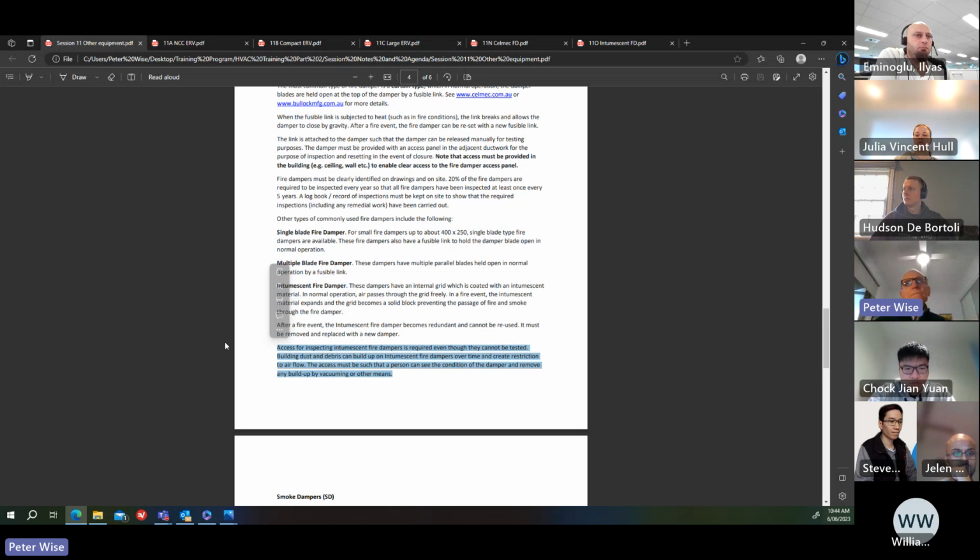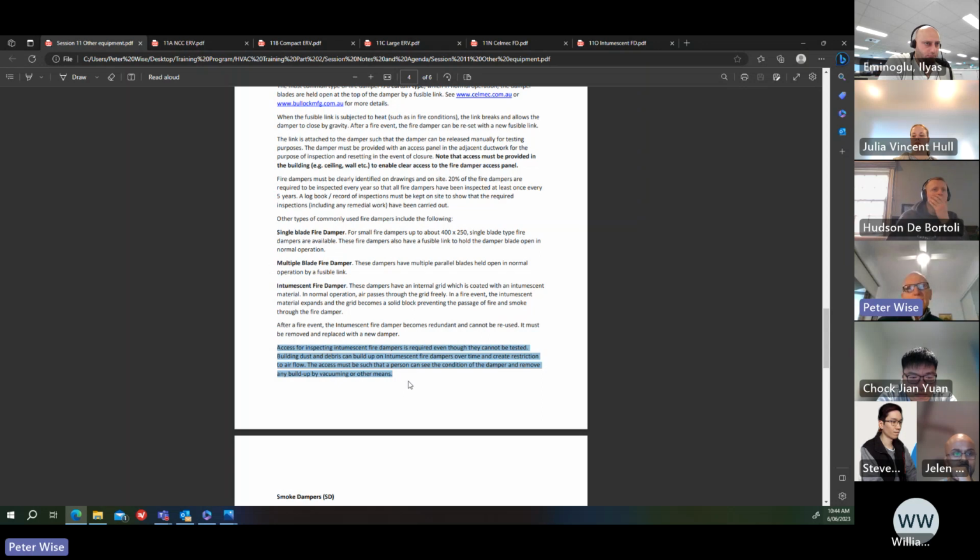They're different to the curtain type fire dampers in that you don't need regular maintenance. There's nothing you can do with them. They can pick up dust from the building air and start to get a bit of a build-up and may create resistance to the airflow.